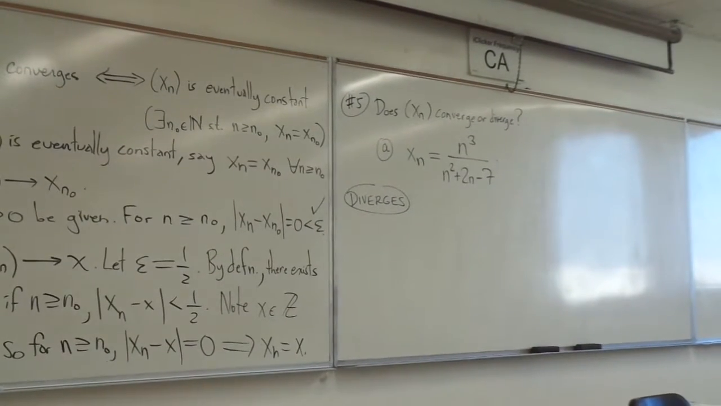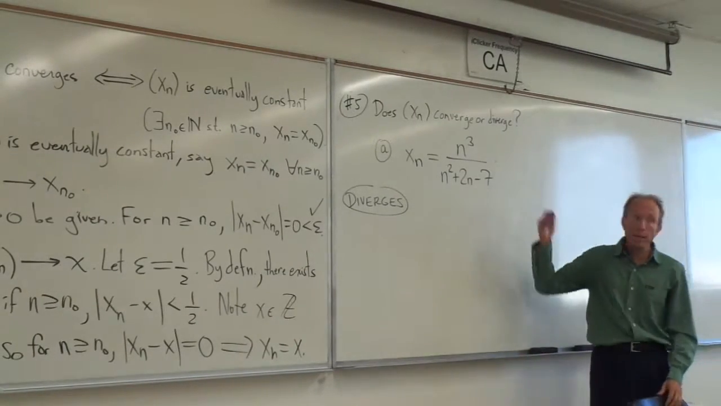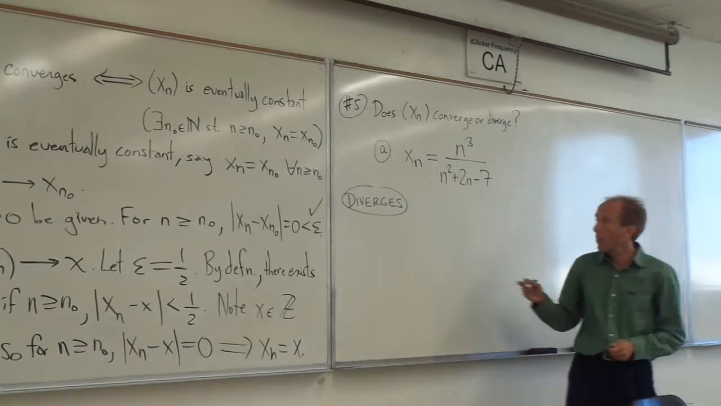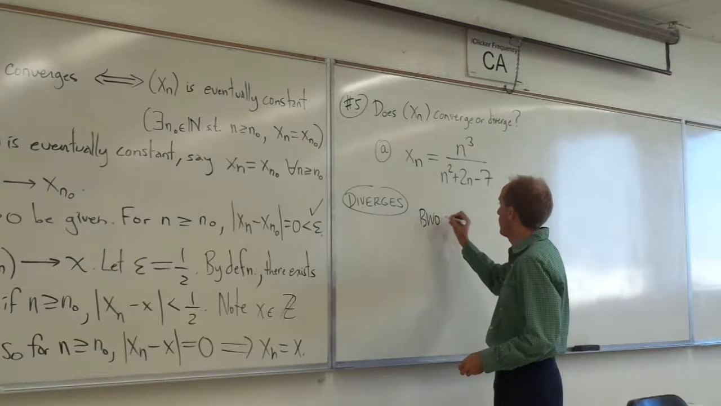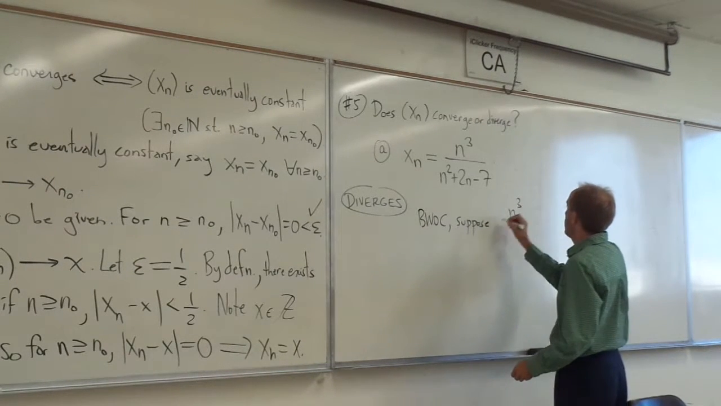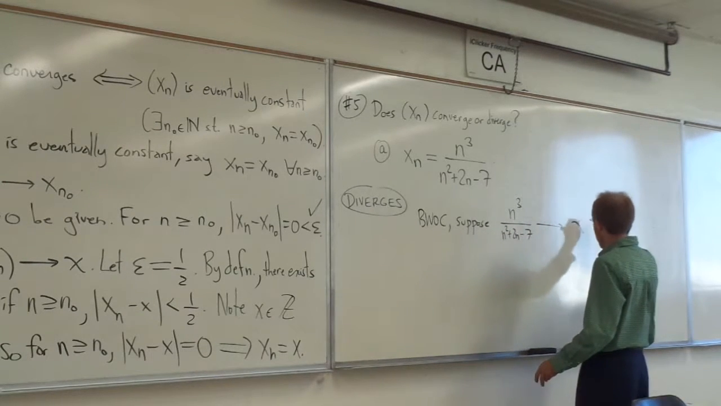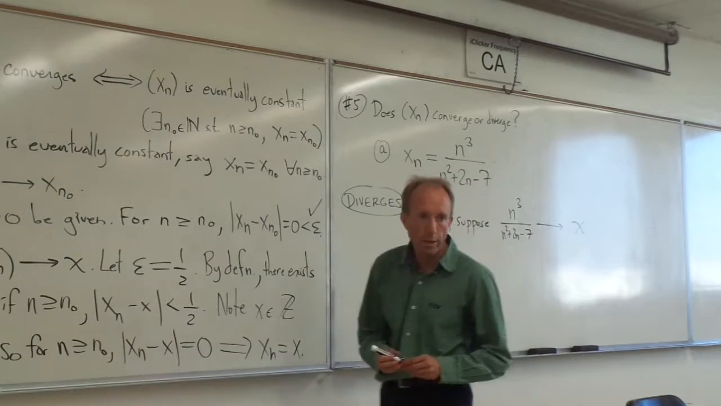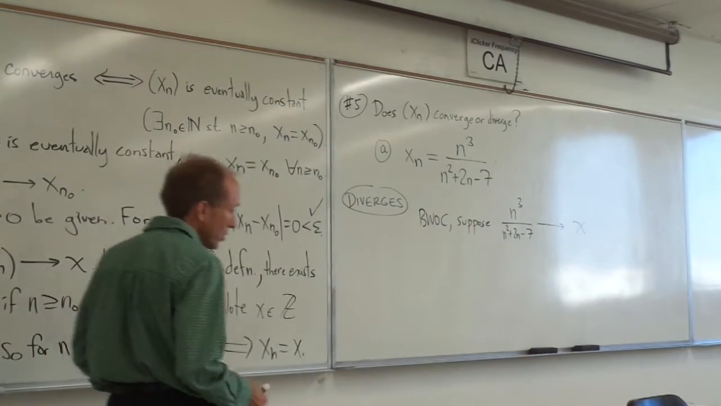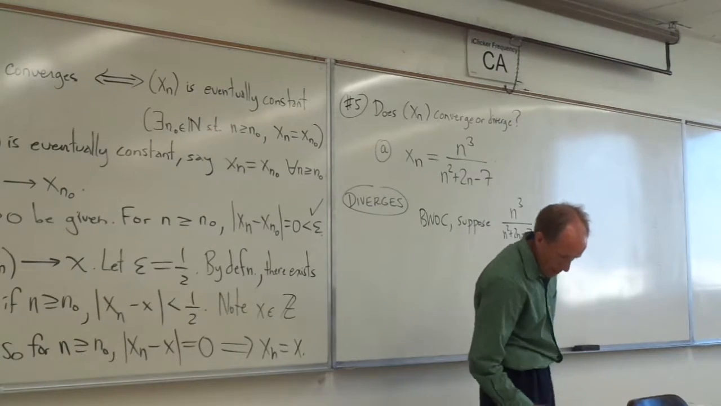Going way over to the right, which is good. Okay. Yeah, so I would say suppose that this does converge. By way of contradiction, suppose that n cubed over n squared plus 2n minus 7 does converge. Let's say it converges to x. So just put a number on it here. Let's just say that somehow that does converge to x.